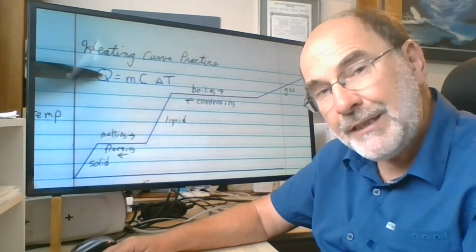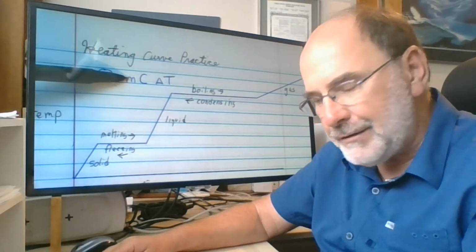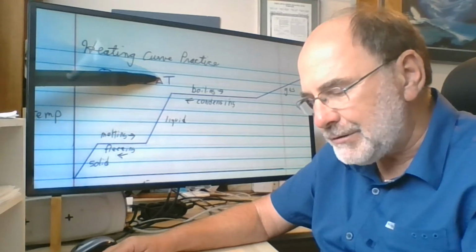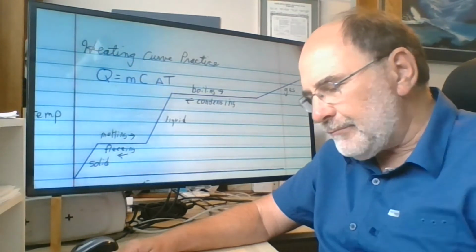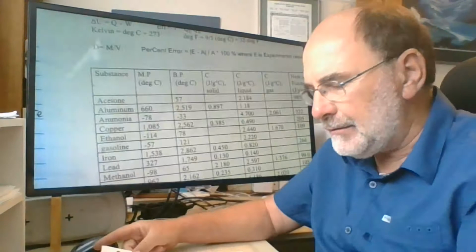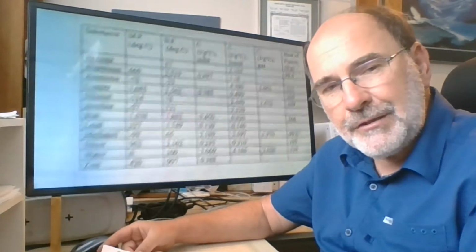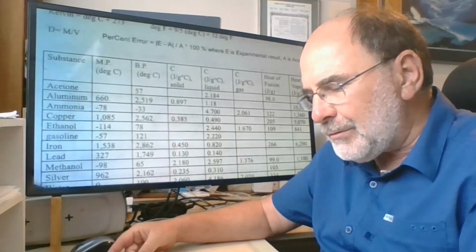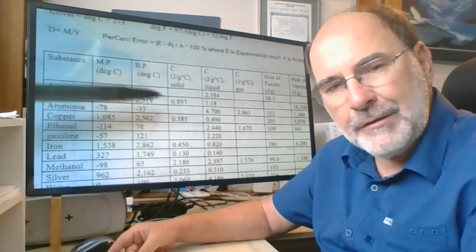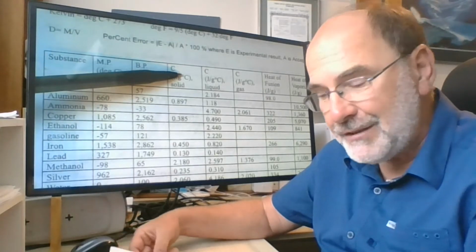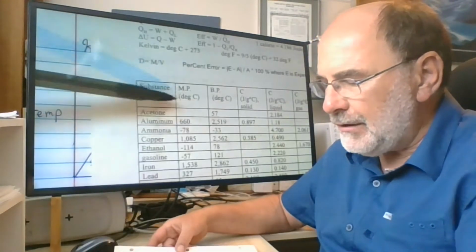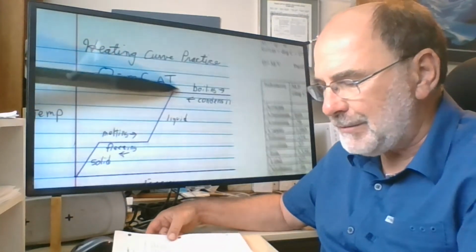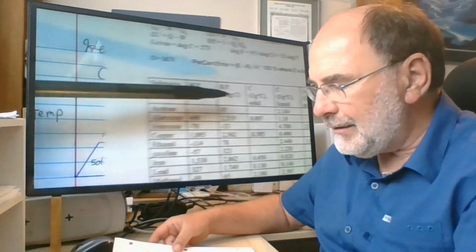Q is the amount of heat energy, m is the mass, c is the specific heat, delta T is the change in temperature. I randomly picked one of the substances from this table. There are a dozen substances here, in alphabetical order, with melting point, boiling point, and the specific heat. So melting point would be here on the graph. Boiling point would be up here on the graph.